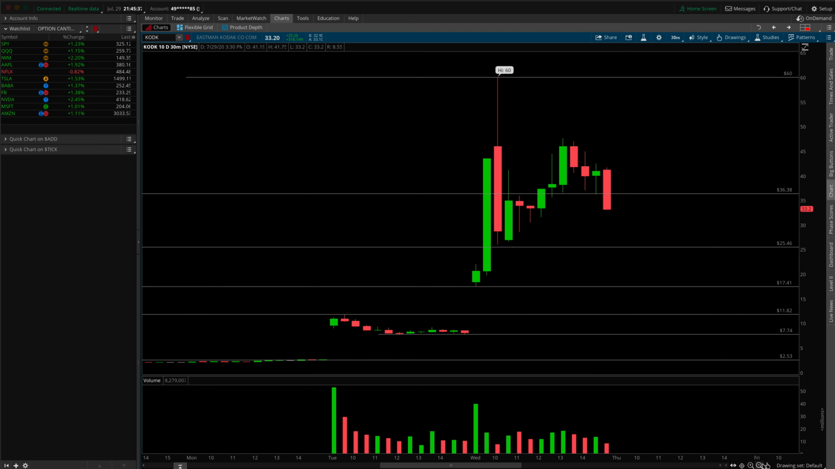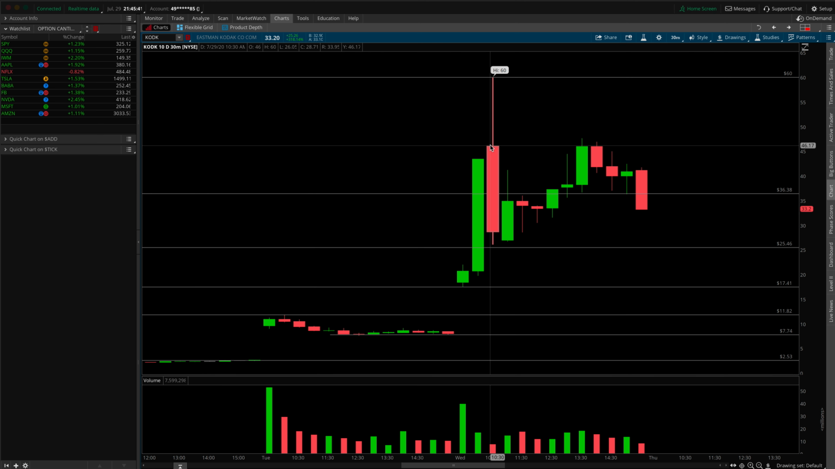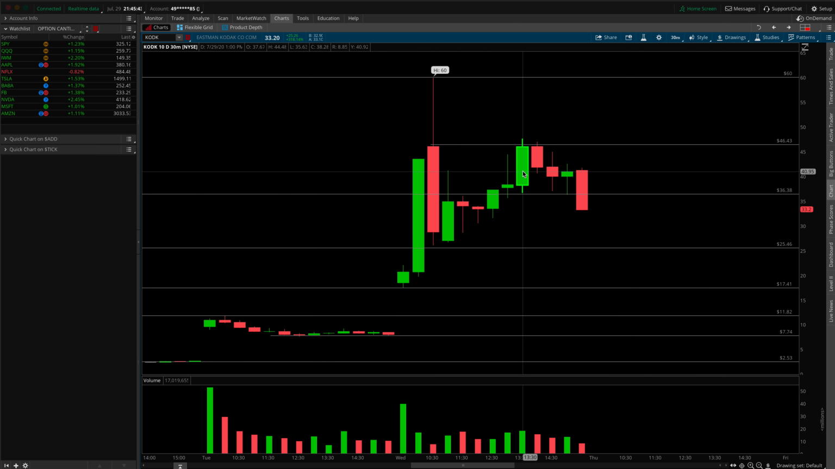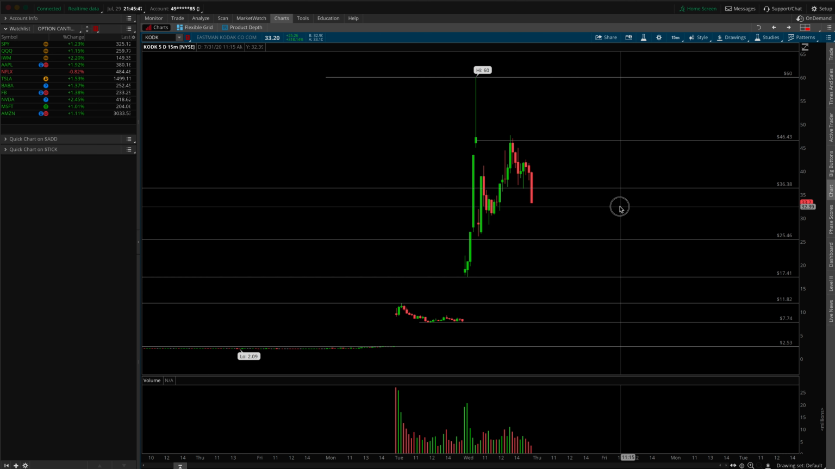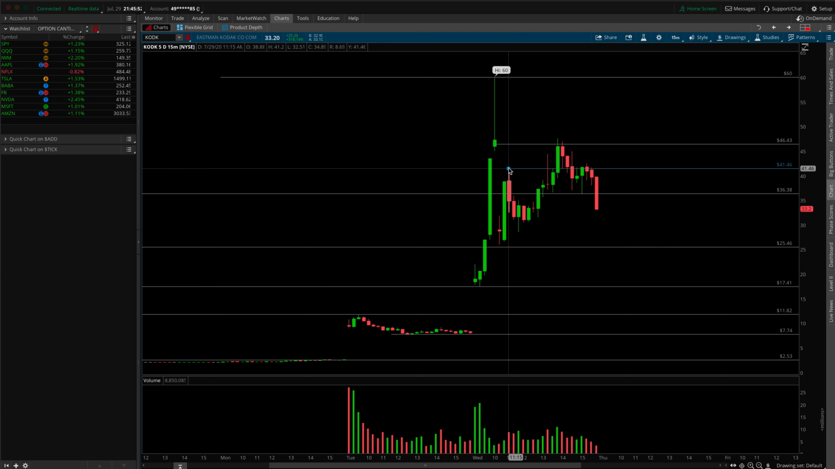It also looks like we have an area of resistance. If I undo that, boom. So area of resistance up here around 46.43, and then we'll go to the 15 for some more nuanced levels as well, zooming in a bit. It looks like, again, another resistance could be pointed out in this general area around 41.90, 42 if you want to round it up to a whole dollar, was resistance here.